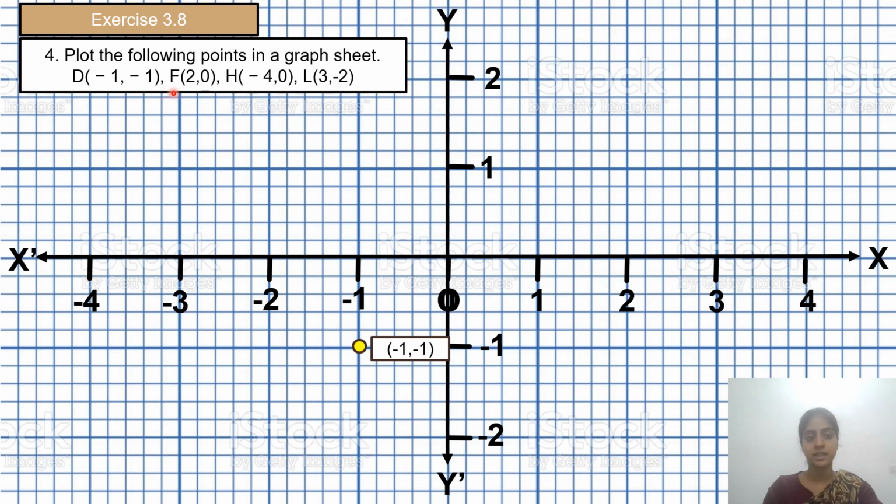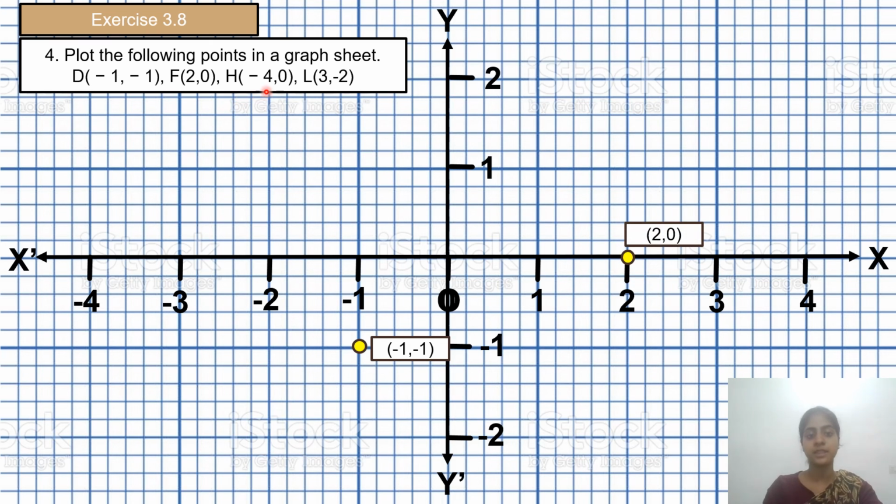And next is F, 2 comma 0. 2 comma 0 belongs to the first quadrant because both are positive. Now here y value is 0, which means the point lies on the x-axis. So x value is 2. So because y value is 0, the point lies on the x-axis and x value is 2. So the point will be here. This point will be 2 comma 0.